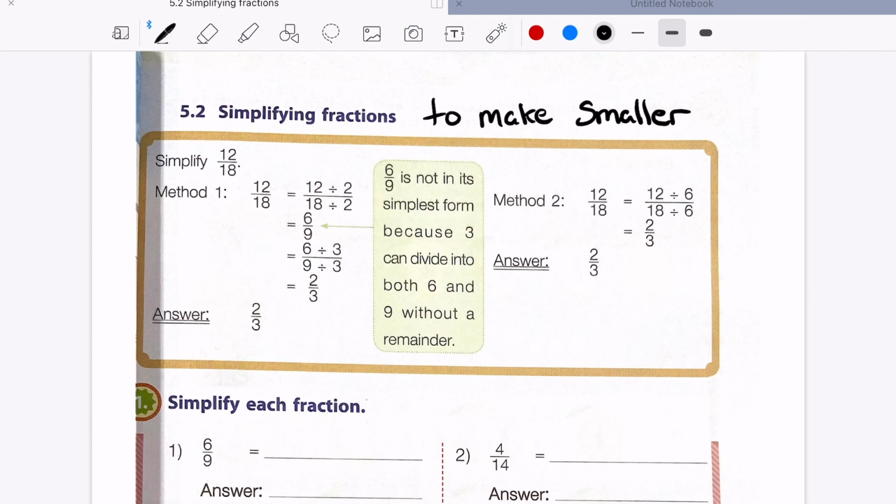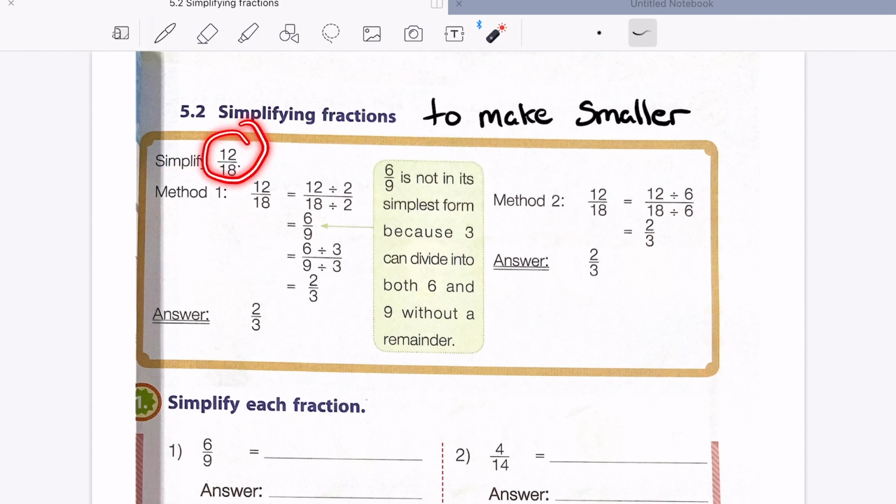Maybe it's a very big fraction like 100, but we want to turn it into, it's the same as saying 1, right? We want to simplify fractions, simplifying fractions to make them smaller. So let's take a look.